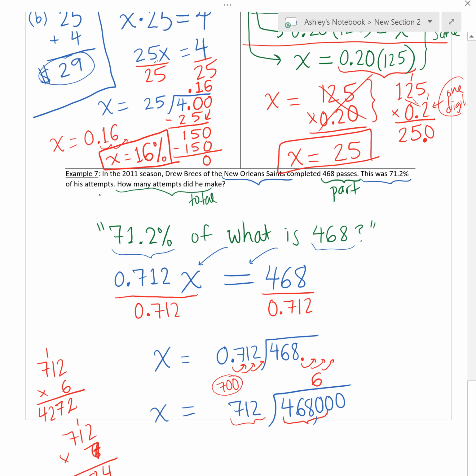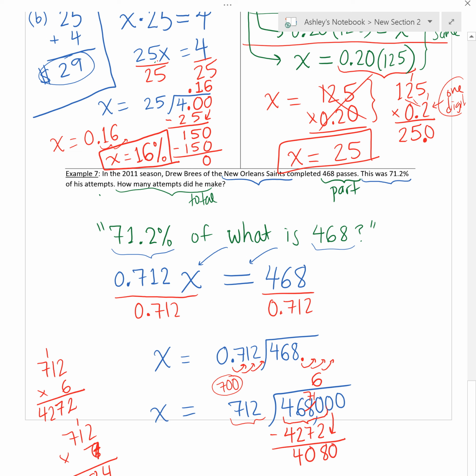Okay, 6 times 712, like we did the work over on the left side, is 4,272. Let me subtract these. I'm going to have to borrow here. 10 minus 2 is 8. 6 minus 2 is 4. All right, let's try to bring down another 0. I'm just kind of praying this won't go on too long.